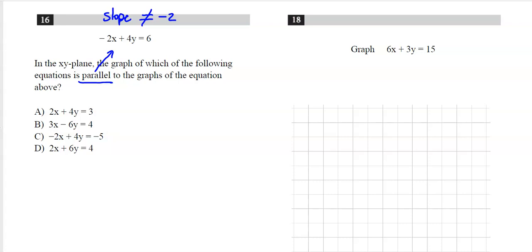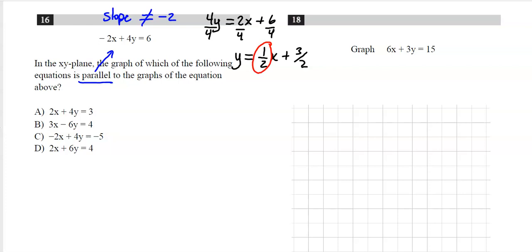So one way to do this problem would be to re-solve it for slope-intercept form, get y by itself. So I would add the 2x to the other side and make it positive. And then I would divide everybody by 4. And I would get y equals 1/2 x plus 3/2. And now I can see the slope. Now I'm like, oh, the slope's really 1/2.